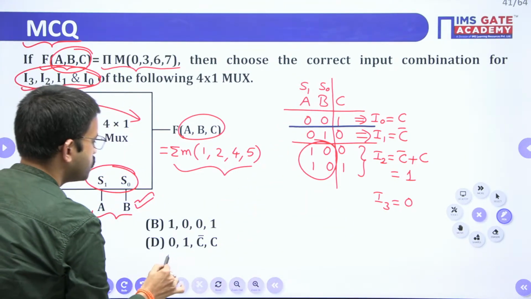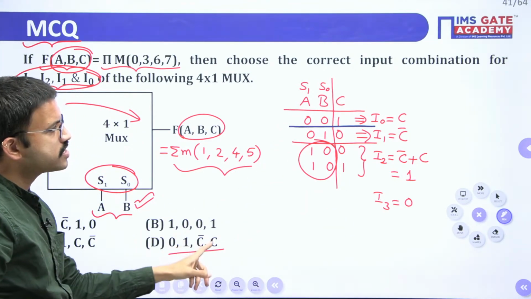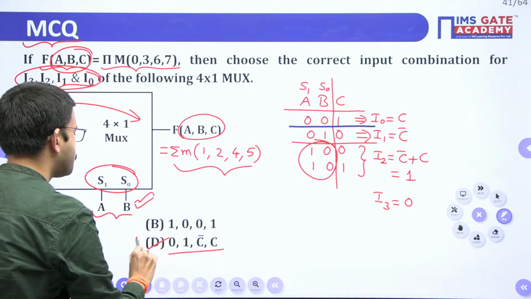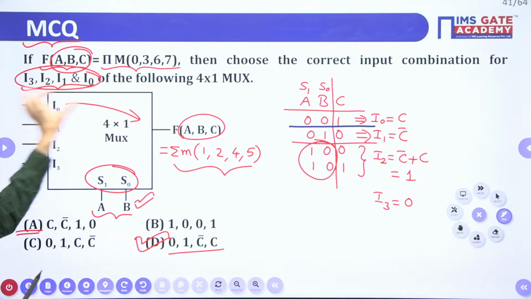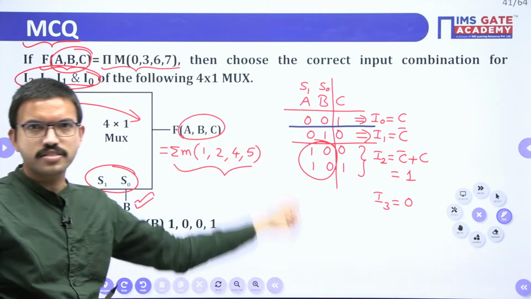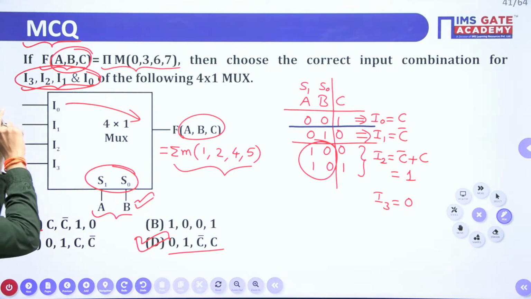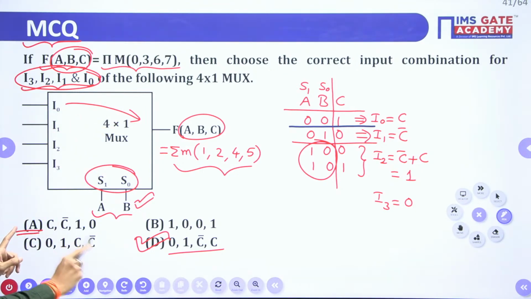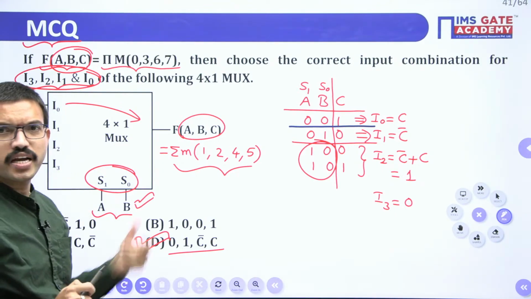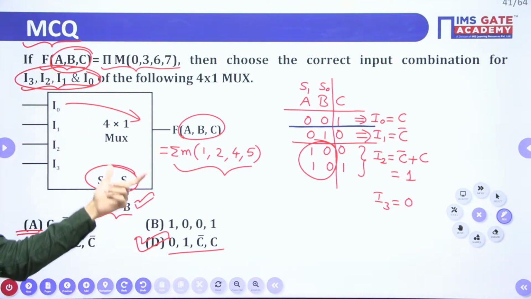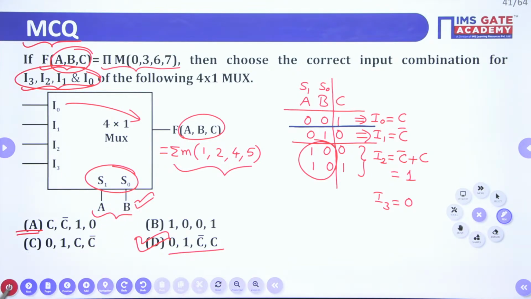So just observe this one: 0, 1, C bar, C. Yes, this is correct. So according to the order, you have to mention your answer. If they ask I0 to I3, then option A is correct. Since they have asked I3 to I0, option D is correct. According to the notation, you have to give your answer. This is very, very important.